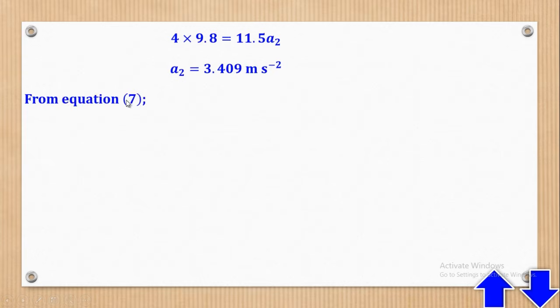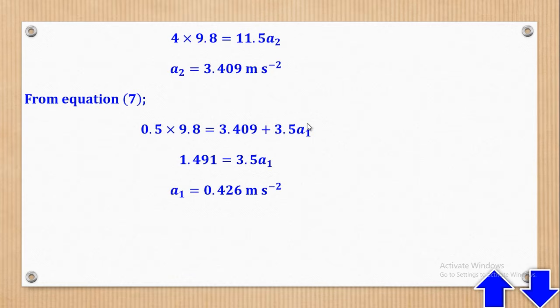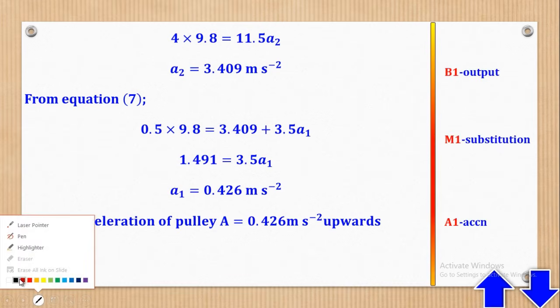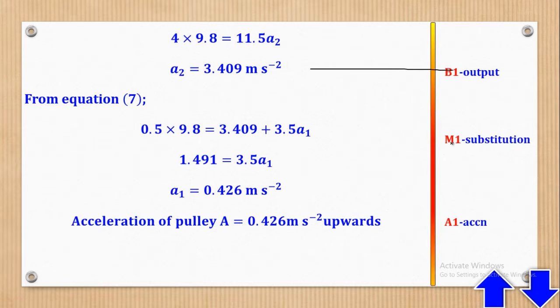When I substitute for g, this is what I'm going to get. So a2 will be equal to 3.409 meters per second squared. Then from equation 7, I'll come and substitute for a2 to come up with a1 as the only unknown. Therefore a1 will be equal to 0.426 meters per second squared. Therefore the acceleration of pulley A is 0.426 meters per second squared upwards. If I go to the next slide, let's see marks for this slide. B1 for this output, M1 for substitution, and A1 for acceleration.